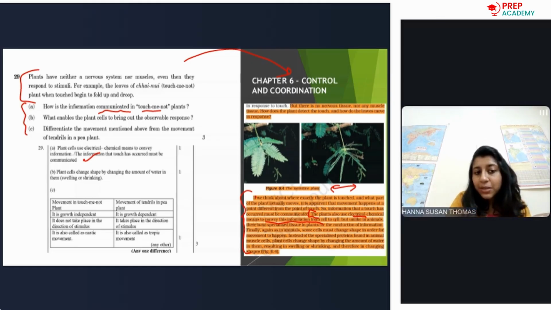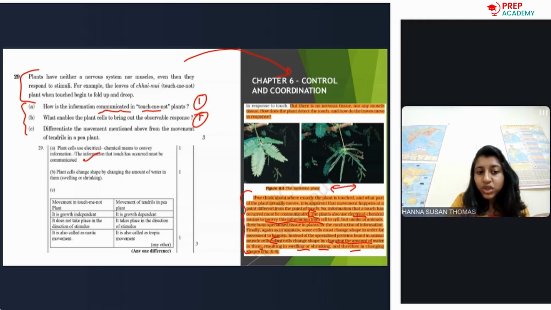Next one. What enables the plant cells to bring out the observable response? It's due to the change in the amount of water. So it is also given here. Plant cells change shape by changing the amount of water in them, resulting in swelling or shrinking and therefore in changing shapes. So that's the answer for our B part question under question 29. If you write the answer for A part, you will be awarded 1 mark. For B part also, you will be awarded 1 mark.